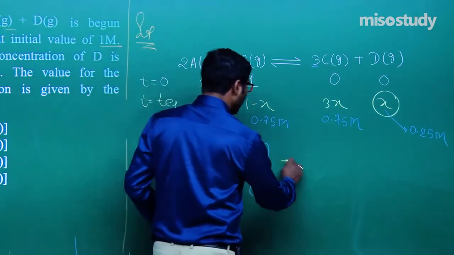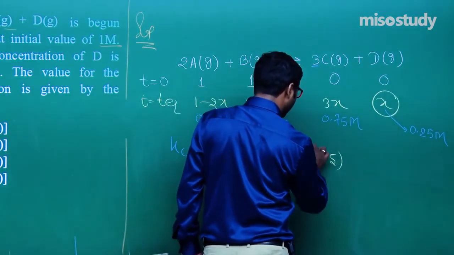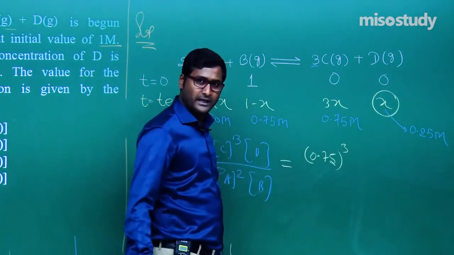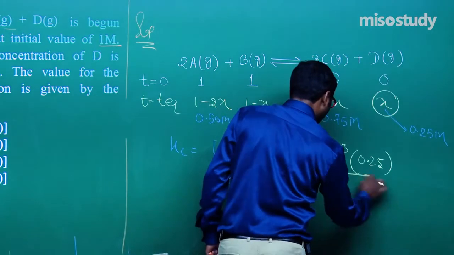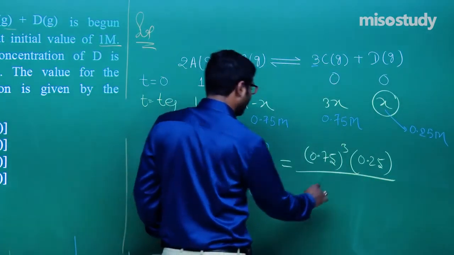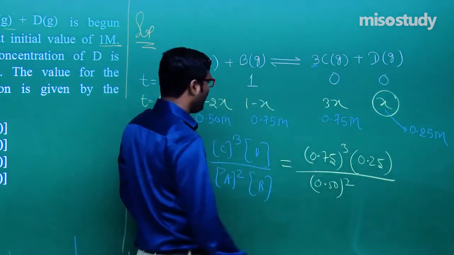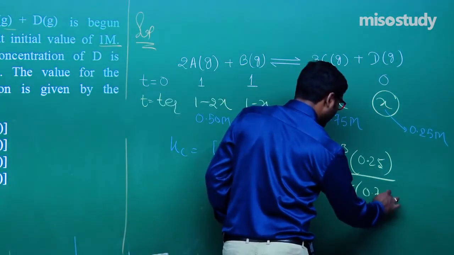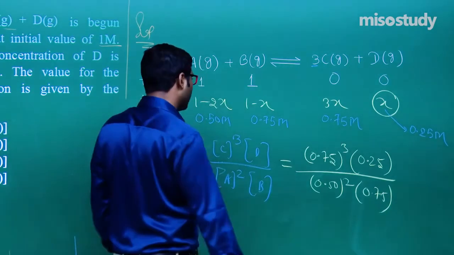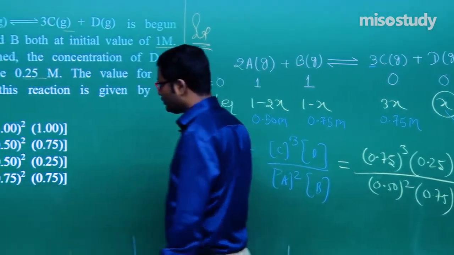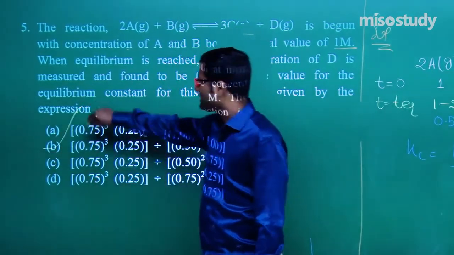Now, C to the power 3, that is 0.75 to the power 3, and for D, that is 0.25 upon, for A square, that is 0.50 square, and for B, that is 0.75. This is the expression. Now, check out which is the correct option here. That is 0.75 into 0.50, that is B is the correct answer.